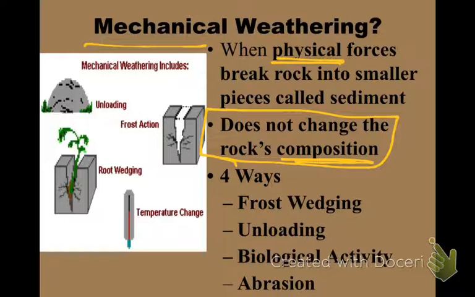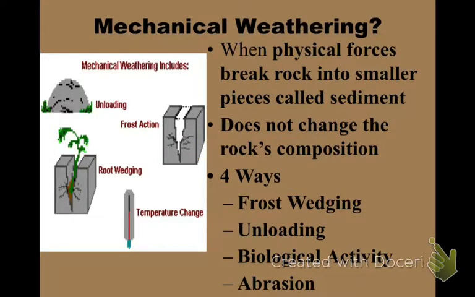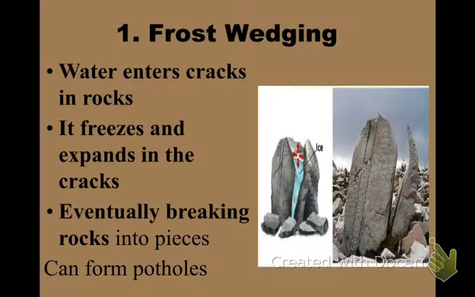So there's 4 ways that your mechanical weathering can happen. That's frost wedging, unloading, biological activity, and abrasion. And we're just about to look at each of those individually. But for the main thing, just know it is simply a physical change, which means no change in the composition of the rock. So let's take a look at frost wedging.